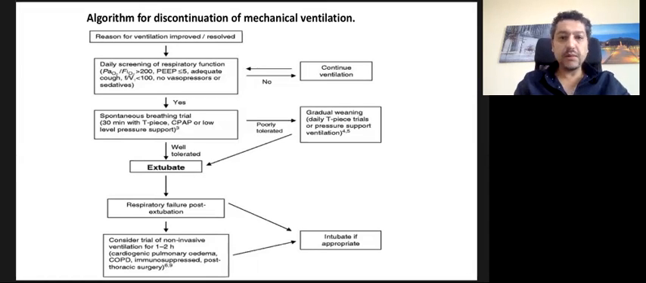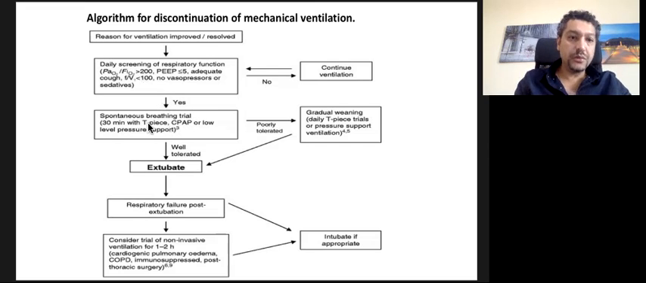Finally, here is a simple algorithm for discontinuation of mechanical ventilation. You should first review the reason for the ventilation, whether it has improved or resolved. You should do daily screening of respiratory function, like the PF ratio, PEEP, whether there is an adequate cough reflex, the rapid shallow breathing index during this continuous trial, is it lower or higher than 100? And no vasopressors or sedatives.